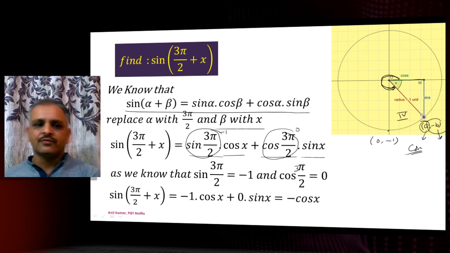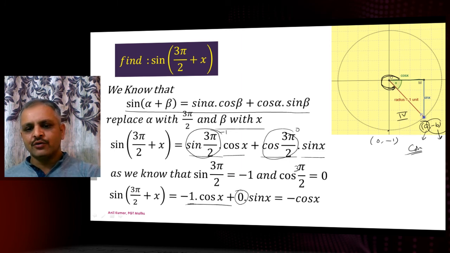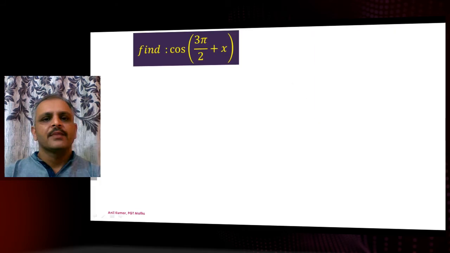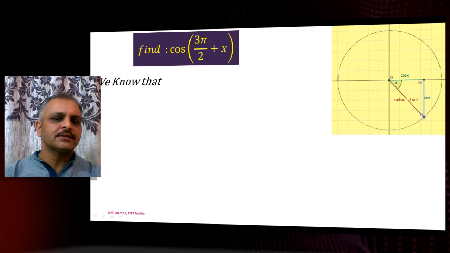This is 3 pi by 2. So it will become minus 1 into cos x, and cos 3 pi by 2 will become 0 into sine x. So this is cancelled. So minus cos x. Then cos 3 pi by 2 plus x.